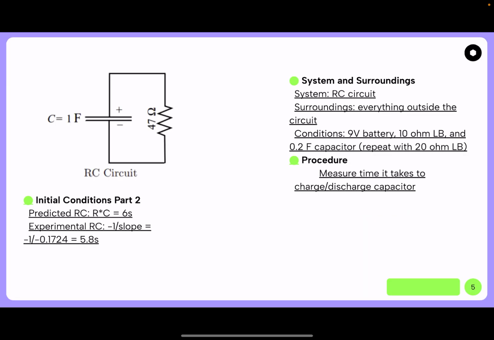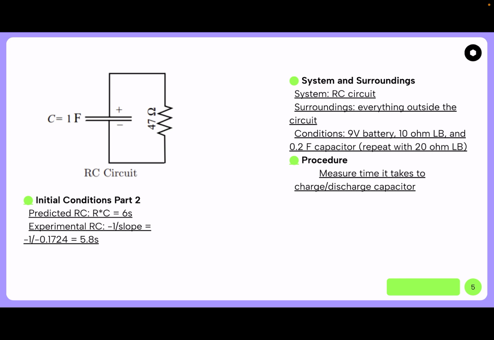And then we set up the second part of the experiment, which was the RC circuit. In this, the system was the RC circuit and the surrounding was everything outside. The initial conditions that this was performed under was with a 9-volt battery, 2 light bulbs, one 10 ohm and one 20 ohm, and one 0.2 Farad capacitor. The entire procedure was repeated once with a 10 ohm light bulb and then once with a 20 ohm. So the procedure was essentially to measure the time it takes to charge and discharge the capacitor.